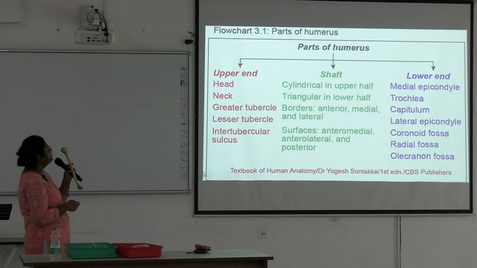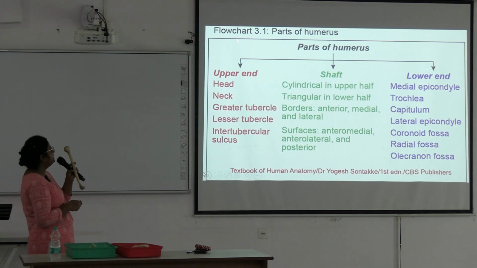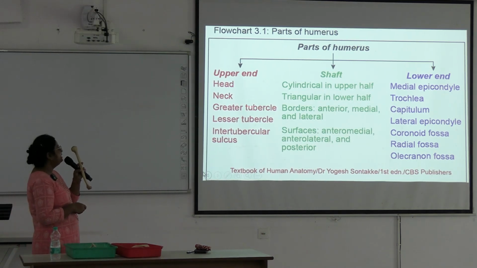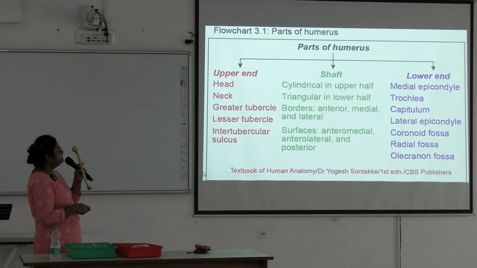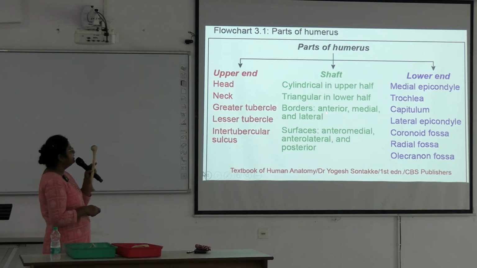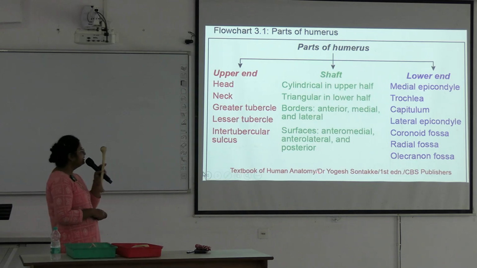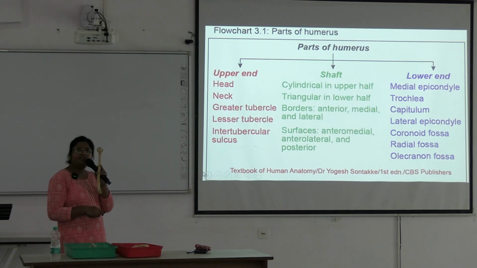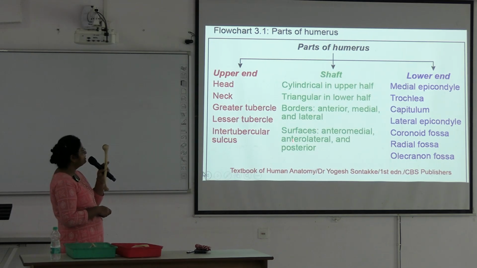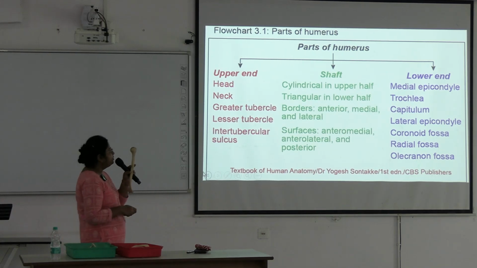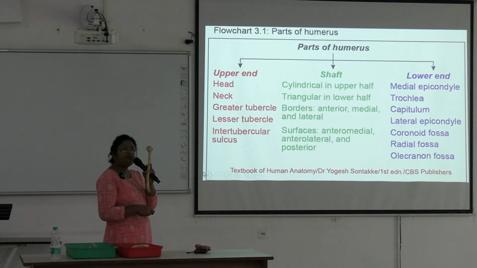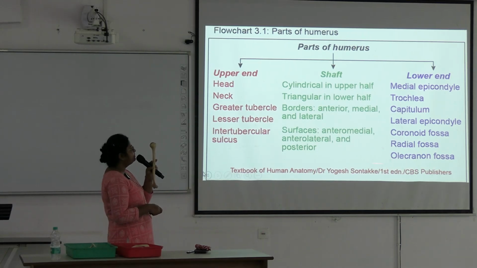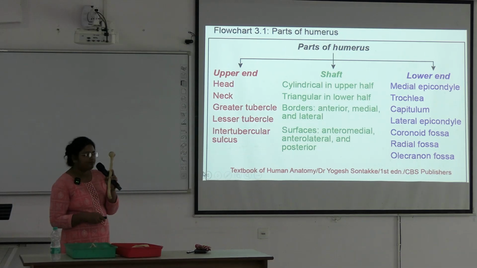So, upper end parts of the humerus. Upper end consists of these parts: head, neck, greater tubercle, lesser tubercle, intertubercular sulcus. Shaft is cylindrical in upper half, triangular in the lower half. Borders are anterior border, medial border, and lateral border. Surfaces are anteromedial surface, anterolateral surface, and posterior surface. Lower end has medial epicondyle, trochlea, capitulum, lateral epicondyle, coronoid fossa, radial fossa, olecranon fossa.